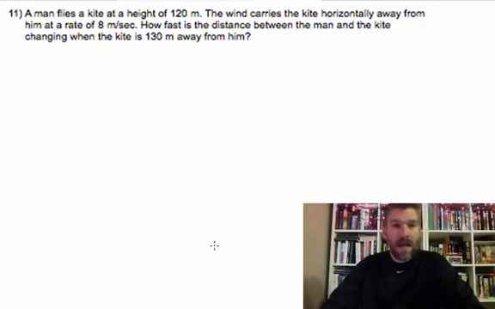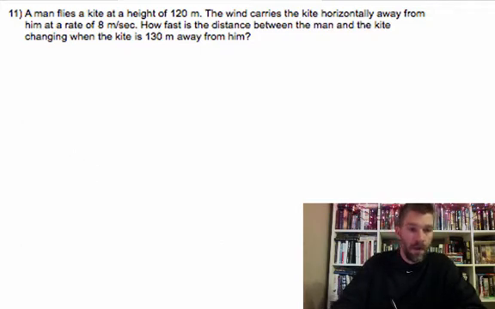A man flies a kite at a height of 120 meters. The wind carries the kite horizontally away from him at a rate of 8 meters per second. How fast is the distance between the man and the kite changing when the kite is 130 meters away from him? So, coming from Oklahoma, it's not hard to imagine a nice windy summer day that we could be off flying our kite. So let's go ahead and fly this kite.